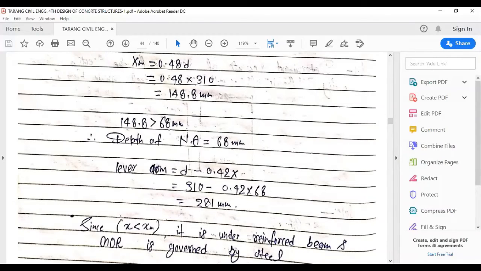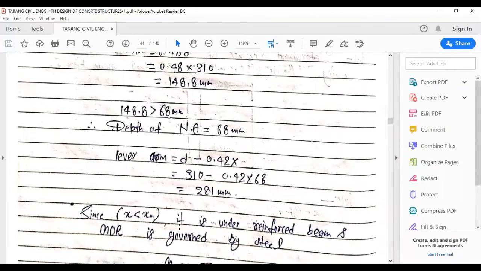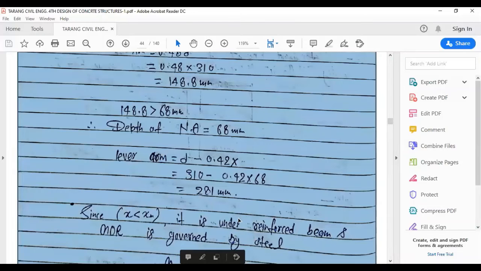Now we have found out that the value of x is less than xm. This means it is an under reinforced beam and moment of resistance is governed by steel, which we discussed in the formula, that in case of balanced section and in case of under reinforced section, the moment of resistance is governed by steel, but in case of over reinforced section, the moment of resistance is governed by characteristic strength of concrete.